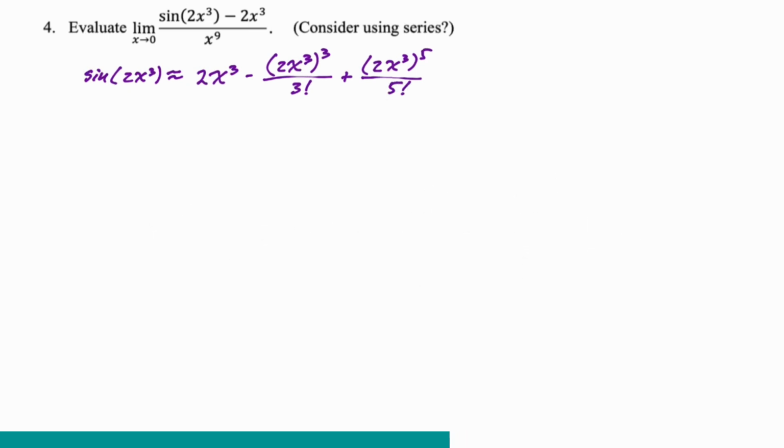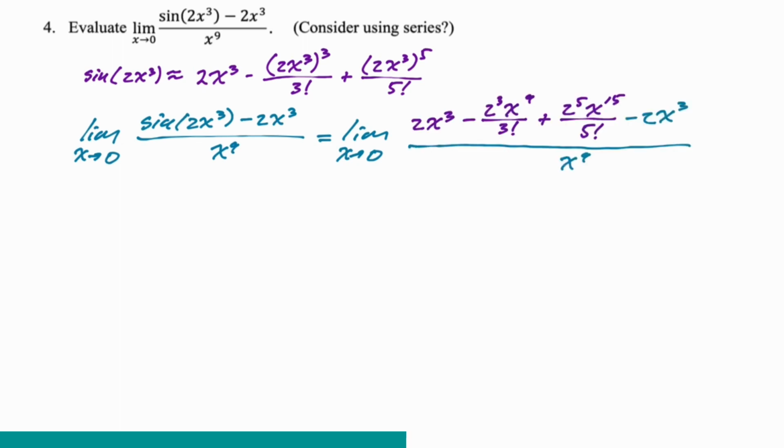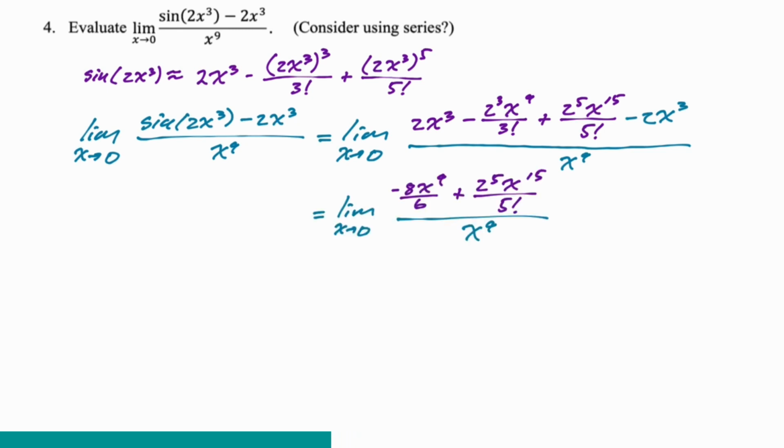Okay, so now the limit that we're doing originally, I'm going to replace the sine of 2x cubed with that polynomial that I wrote. So this limit is now 2x cubed minus blah plus blah, and then minus 2x cubed. Notice the 2x cubed in the beginning and the minus 2x cubed, they're just going to cancel out. So we get this. Also, 2 cubed is 8, and 2 to the 5th is 32, but I'm just going to leave it as 2 to the 5th.